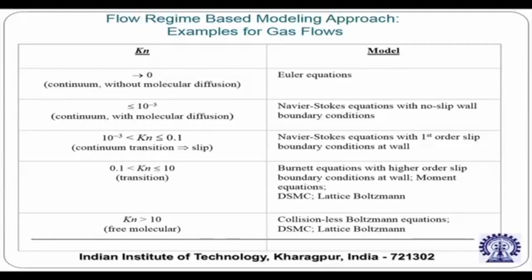0.1 to 10 is typically the transition regime, where it is a transition of the behavior from the continuum to the free molecular regime, and typically one can capture the physics by using an equation which is a bit higher order accurate than the Navier-Stokes, which is called the Burnett equation, with higher order slip boundary conditions. However, you can also use the direct simulation Monte Carlo and the lattice Boltzmann. For Knudsen number greater than 10, it is a free molecular flow, so one can use collisionless Boltzmann equation, DSMC or lattice Boltzmann model.